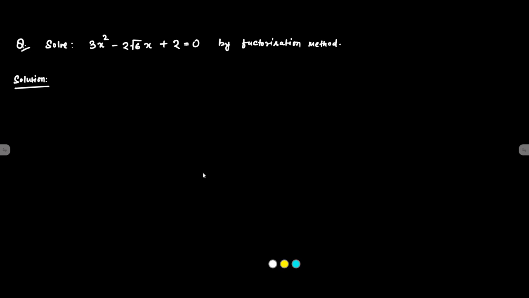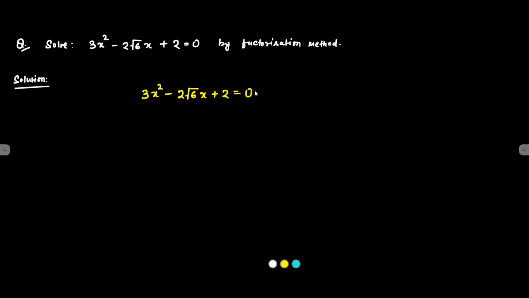So here is another question on solving quadratic equations through factorization method. Here it is given, solve the quadratic equation given by 3x square minus 2 root 6x plus 2 is equal to 0 by factorization method. So here first we'll write the quadratic equation: 3x square minus 2 root 6x plus 2 is equal to 0.